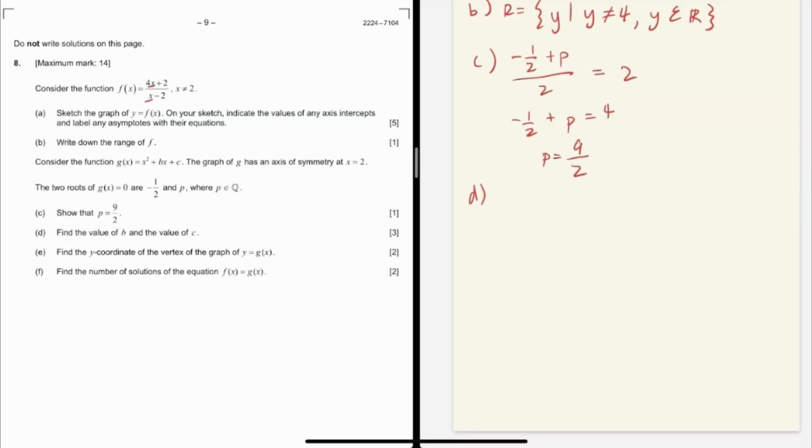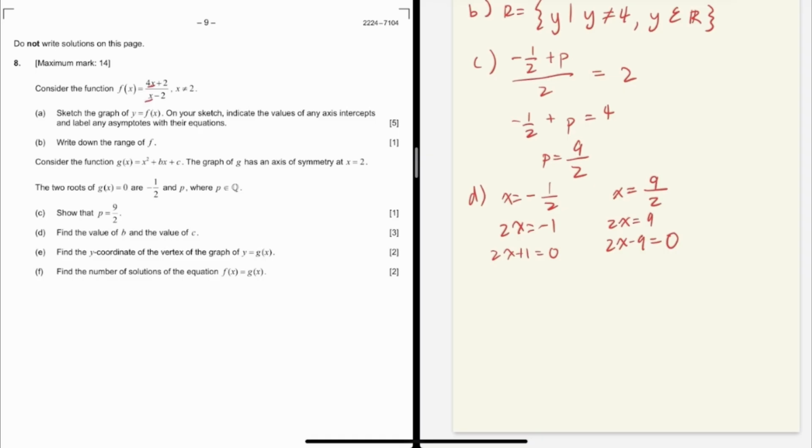For D, we would take the roots and then we would reverse simplify. So if x equals -1/2 for one of the roots, then that means that 2x equals -1, and 2x plus 1 equals 0. And then x equals 9/2, which is p, and so 2x equals 9, and 2x minus 9 equals 0.